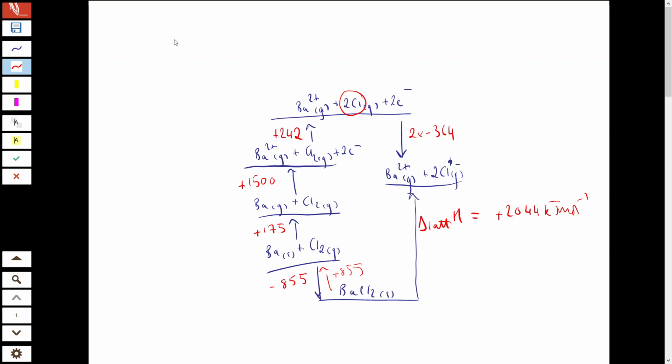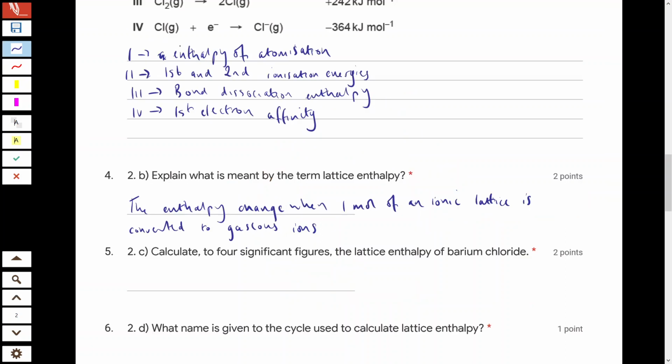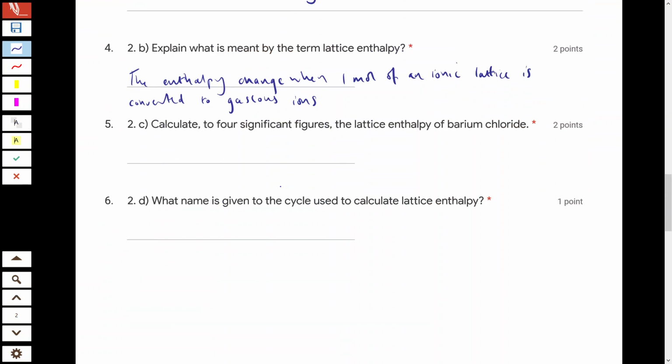Just make sure you always do a Born-Haber cycle in your working out to make sure you're not getting mixed up. 2D hopefully wasn't too bad. That's the name given to the cycle used to calculate lattice enthalpy. Try and be careful with the spelling. They probably would be a wee bit generous, but if it's too different, they probably wouldn't give it to you. It's a Born-Haber cycle, with a hyphen between Born and Haber.